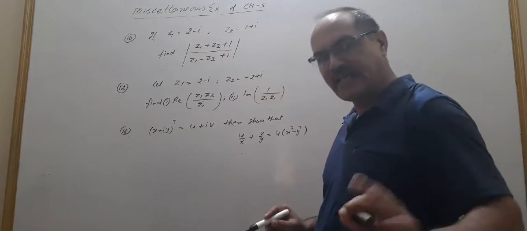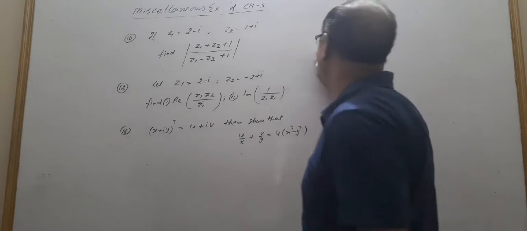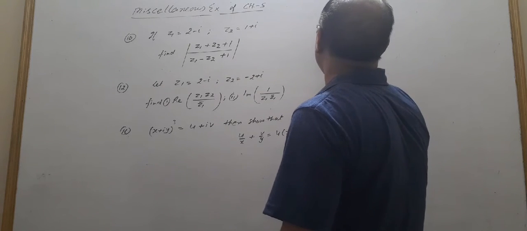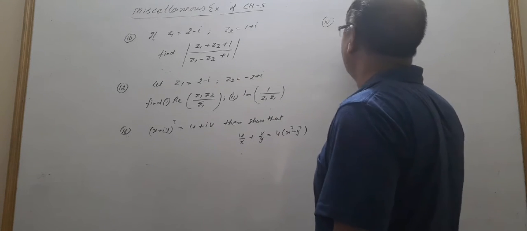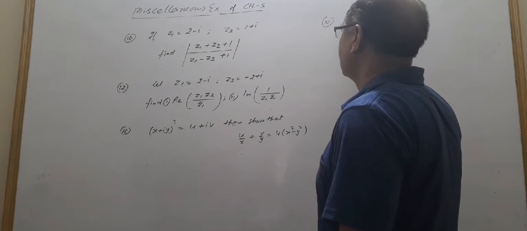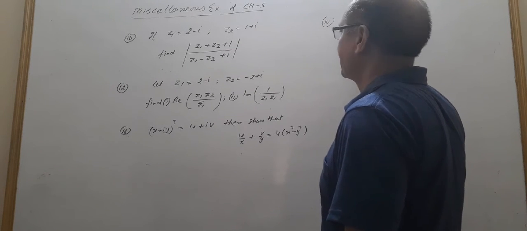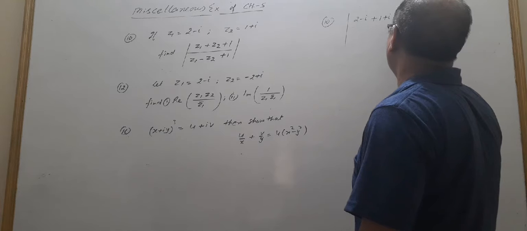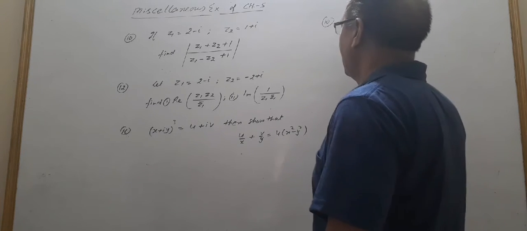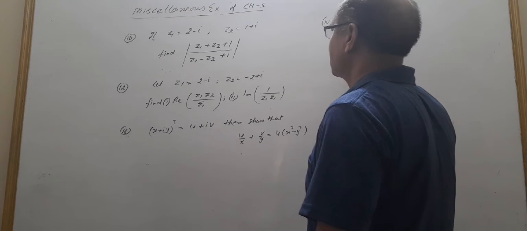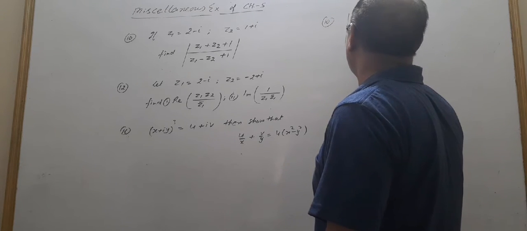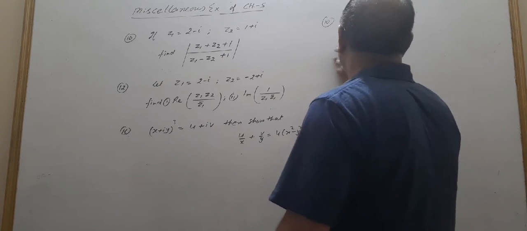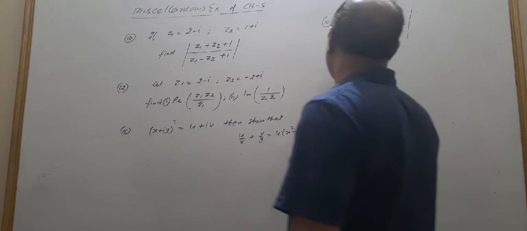If Z1 is given, again I am telling you, open your book and see the question. If Z1 is this and Z2 is given, then find the value of this. So how to solve question number 10? Z1 is given, and this is the modulus of this. Z1 is 2 minus iota, Z2 is 1 plus iota, and plus 1. I am just substituting the values of Z1 and Z2, and in the denominator 2 minus iota, minus iota minus 1, and plus 1. The question is to find the modulus of this.